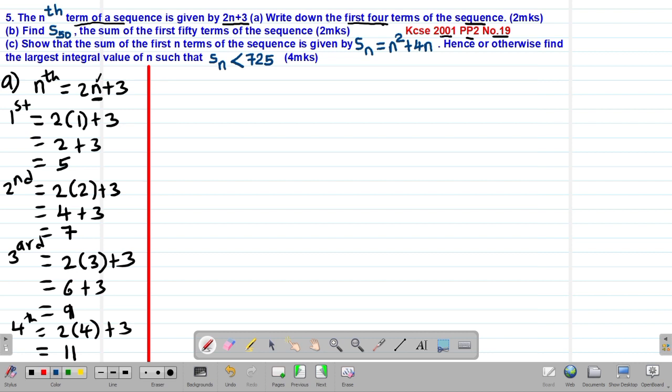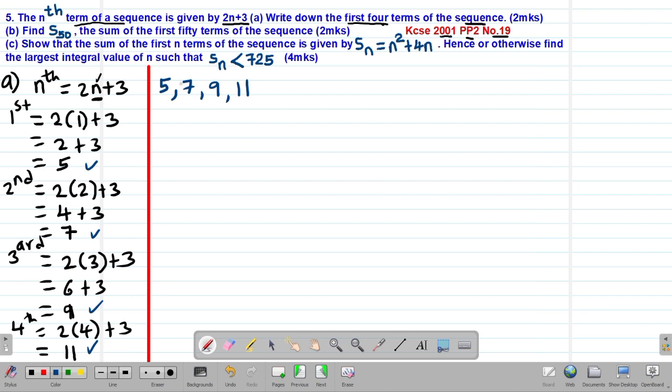So in part A, we were told to write down the first four terms of the sequence. Therefore, the terms of the sequence are, the first term, we found it as 5. Therefore, the first four terms will be 5, comma, the second term is 7, then the third term, we got it as 9. Then, of course, the last term or the fourth term is actually 11. Therefore, these are the first four terms of this particular sequence.